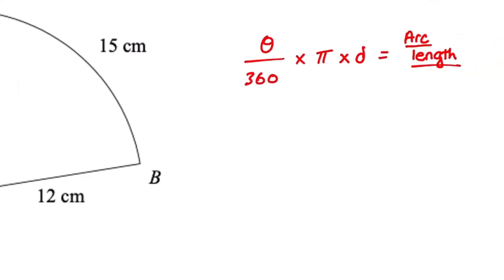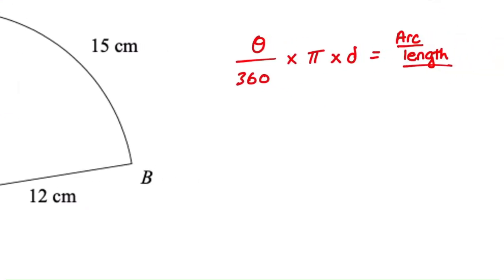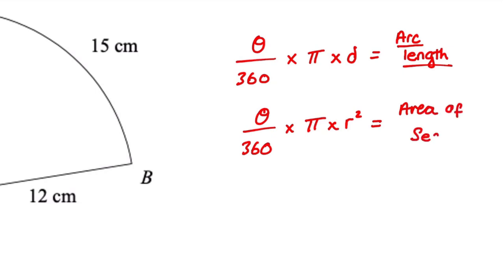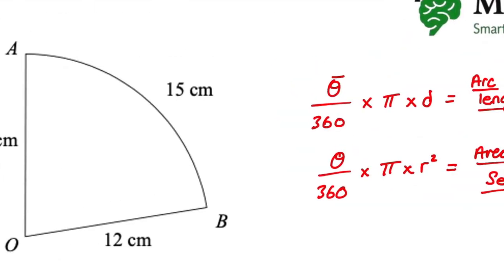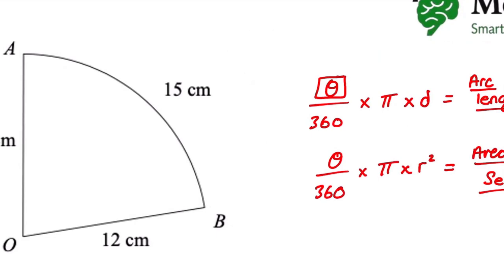Okay, now for the area of a sector, again, you have your angle over 360 and you multiply by pi and then you multiply by r squared. Okay, pi r squared. And that gives you the area of the sector. Okay, so let's have a look at this one. And by the way, this is called theta for anyone that doesn't know. This is theta, and all this means is angle. Okay, angle that we don't know.